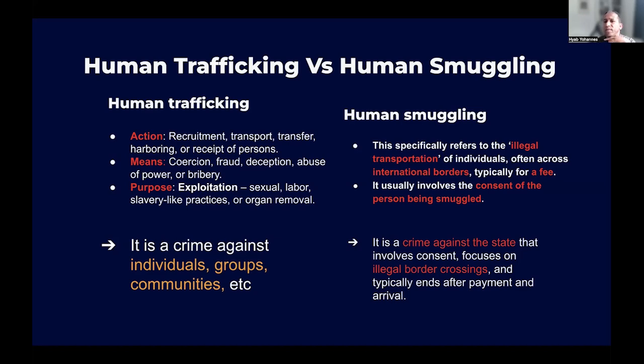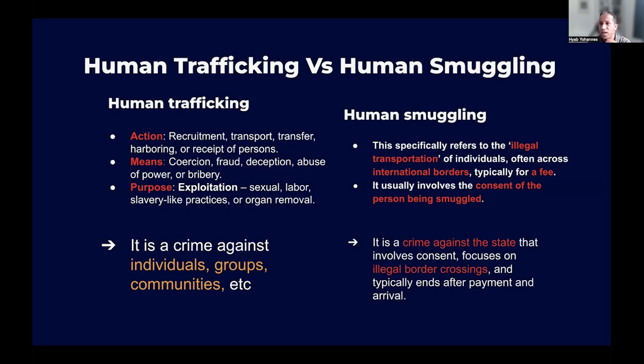When it comes to human smuggling, we use the term human smuggling, because smuggling can also mean smuggling of goods, smuggling of drugs, smuggling of so many other things. But here we're specifically focusing on human smuggling. This specifically refers to the illegal transportation of individuals, often across international borders. And these are the key words: the illegal transportation and the international borders.